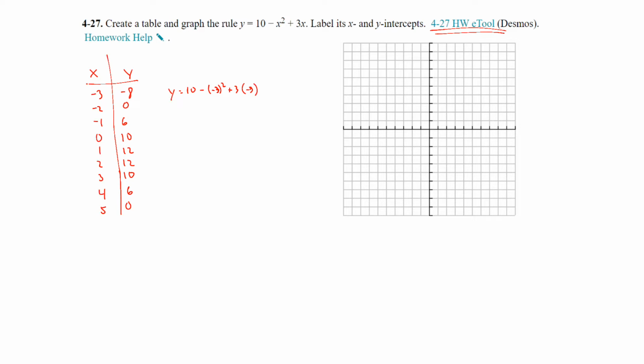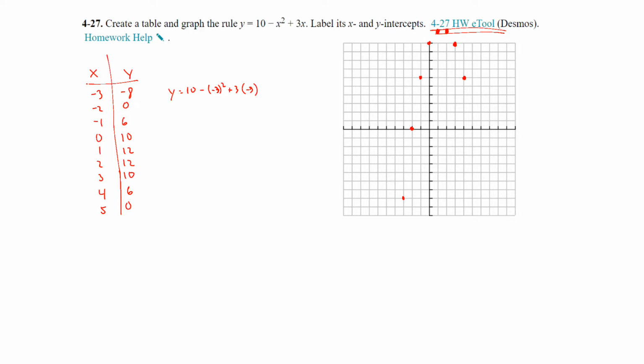So then we can plot those points and graph the parabola. So at -3, we're at -8. -2 is at 0. -1 is at 6. 0 is at 10. It does go up to 12. My graph doesn't quite go up that high, going by ones. So it'll be about right here. And then at 2, it's also at 12. 3 is back at 10.